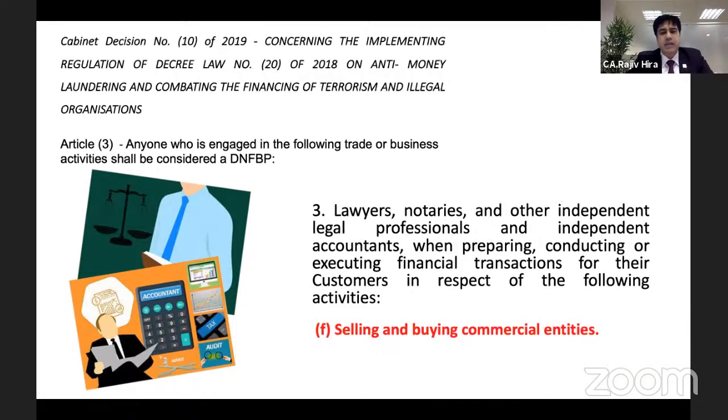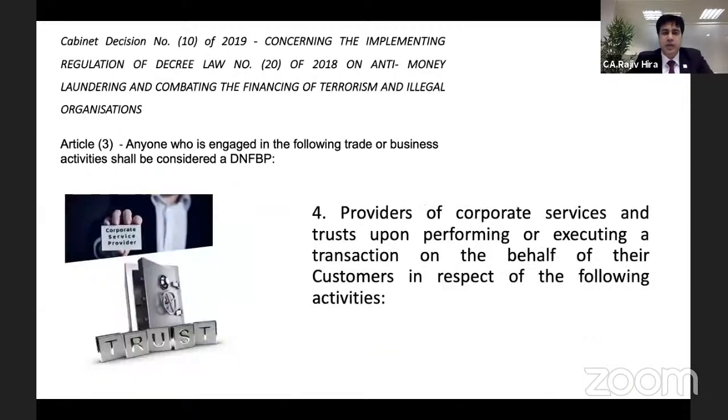Selling and buying commercial entities. Here, merger and acquisition is an equivalent activity. In a due diligence where you are part of the executing team, not only looking at the documentation or valuation, but helping clients buy or sell commercial entities, those people are also part of DNFBPs. So any transaction, even a change of shares of a company where any of the professionals is involved, falls into the DNFBP. This is where the ambit is getting bigger, from a lawyer, notary, and independent accountant perspective.